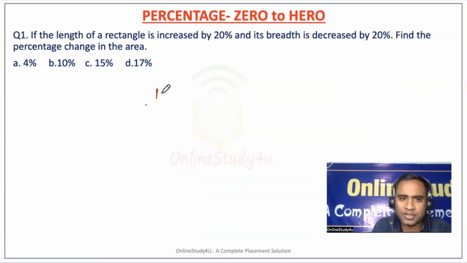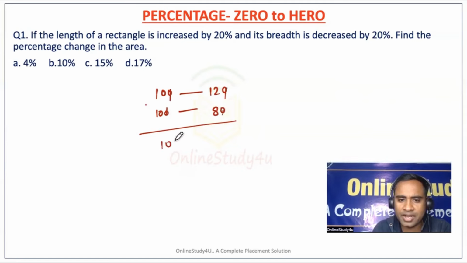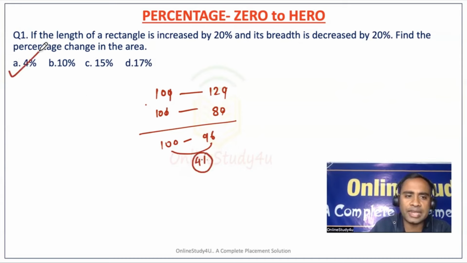So I assumed the length is 100, it is increased by 20%, means 120. Breadth, again I assumed 100, and it is decreased by 20, means 80. And now if we try to see, this 0 and 0 I can cancel. So 100 and it is 96, so it will be nothing but 4%. So there is a decrement of 4% in the area. Option A will be the correct answer. That's all, you do not have to do anything.